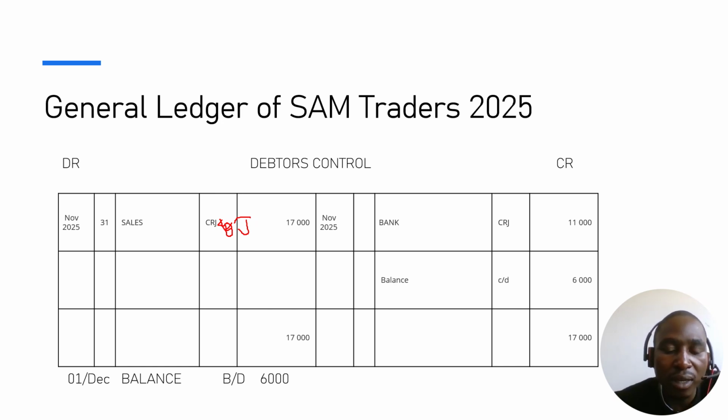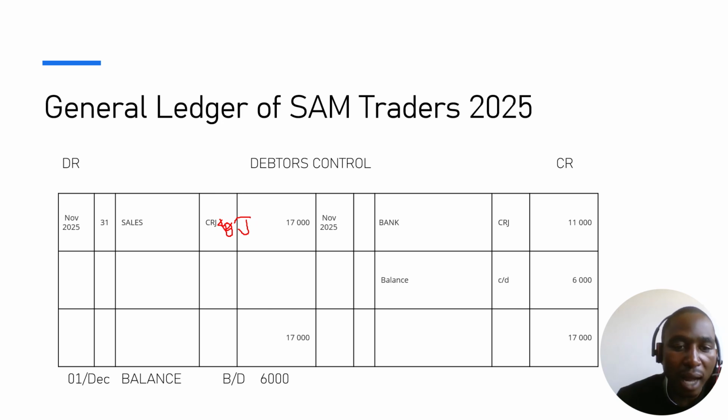And we have the money that we have received from a debtor from the CRJ, that is the debtors control on the CRJ. There it is. We write it as bank because that money went inside our bank account. So we'll write bank, and on folio you'll write CRJ, and you'll write 11,000. And then we need to balance our account. Now, which side is the bigger one? It is the debit side.